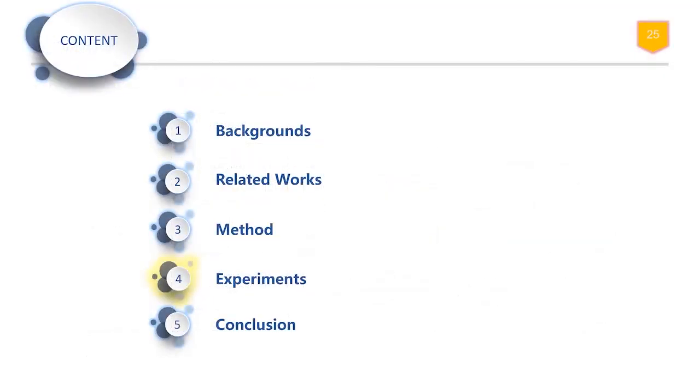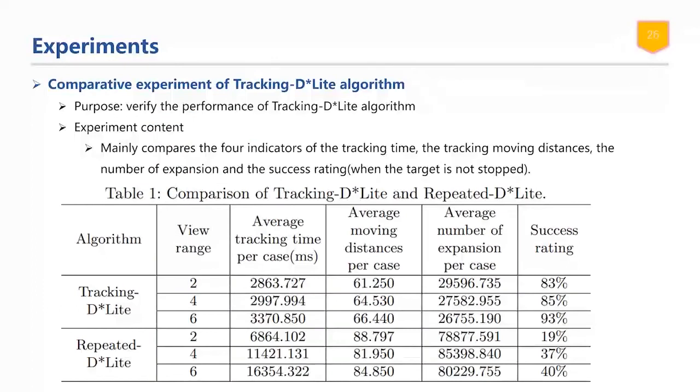The fourth part is experiments. First is a comparative experiment of the tracking D-star Lite algorithm. The purpose of this experiment is to verify the performance of tracking D-star Lite, which mainly compares 4 indicators: the tracking time, the tracking moving distance, the number of expansions, and the success rate. The experiment compares the tracking D-star Lite algorithm with the repeated D-star algorithm. We can see from the table that tracking D-star Lite is better than repeated D-star Lite in the above 4 aspects.